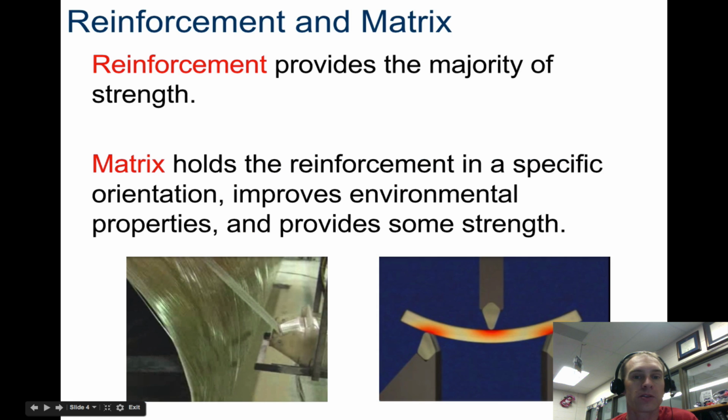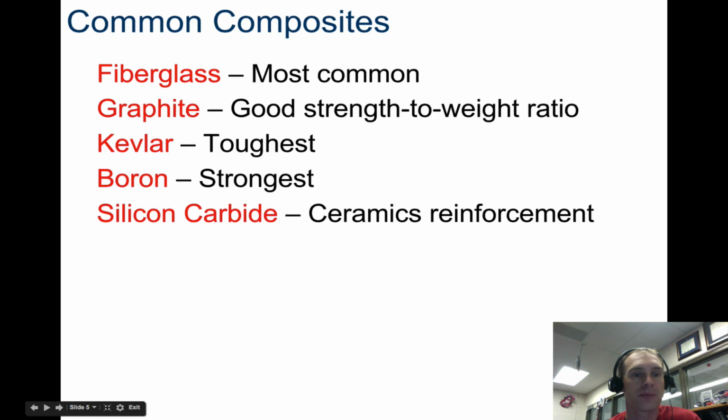So ours is going to have a reinforcement, a matrix, and styrofoam that will go in between the two layers. The reinforcement, again, provides the majority of the strength. And that's the resin that we're going to use. The matrix holds the reinforcement in a specific orientation, and it improves environmental properties and provides some strength. So we're going to be doing some strength and stress testing on our composites.